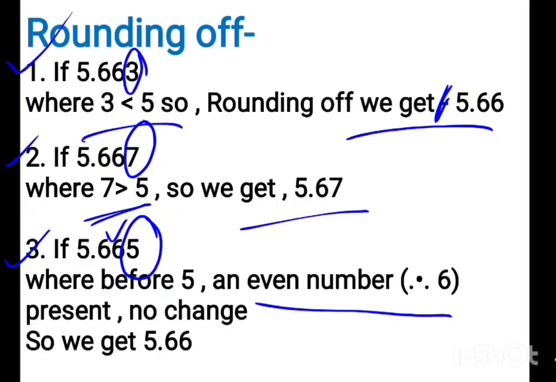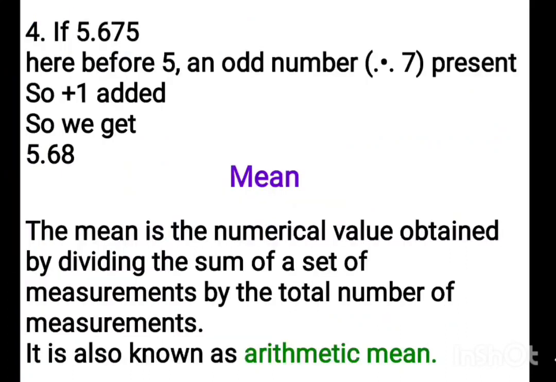Okay, now when 5.675, there is a 5, and next to 5 there is an odd number 7, so plus 1 is added to the 7, and we get 5.68. So if 5.675, the last digit is 5 and before 5 we have the odd number 7, so due to the presence of the odd number, plus 1 will be added to the odd number, and we get 5.68.